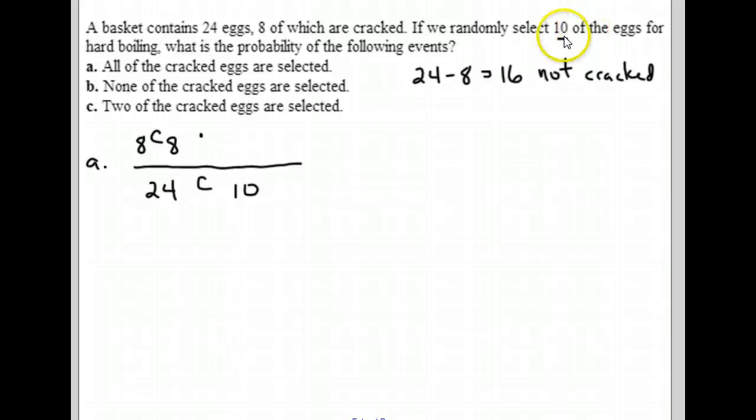Now, of those 16, we have to pick 2 to get to 10. So these 2 numbers right here are what's combining to this 10 right here. Okay, these other 2 numbers in the front are combining to the 24. Okay, cracked eggs, not cracked, the total. Alright, the cracked eggs we pick, the non-cracked eggs we picked, the total. So that's where all this stuff is coming from.